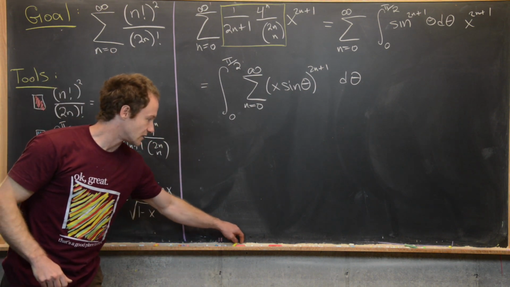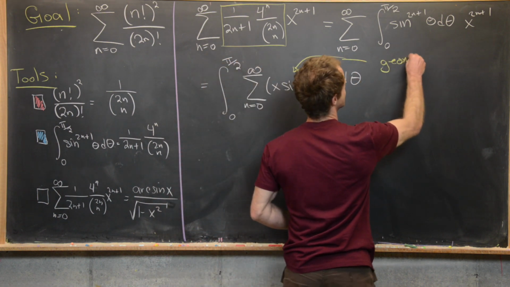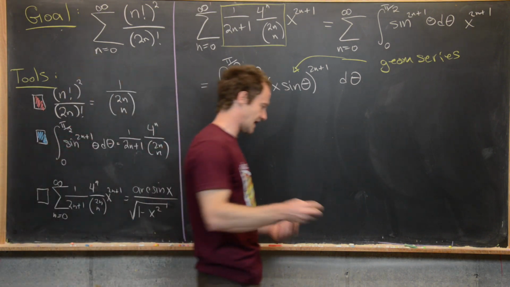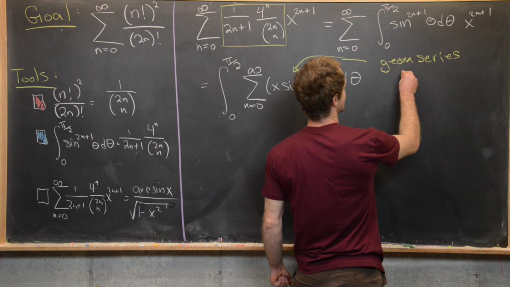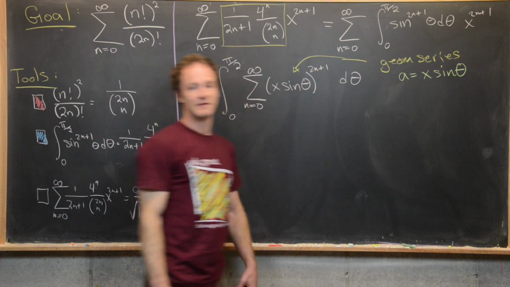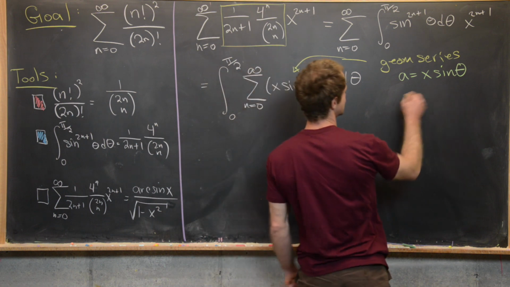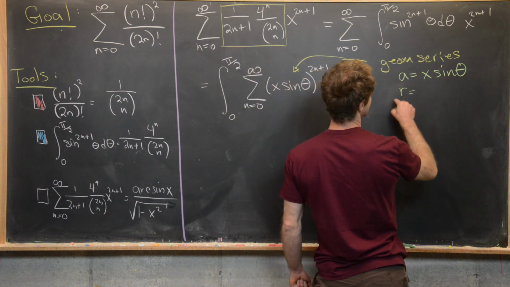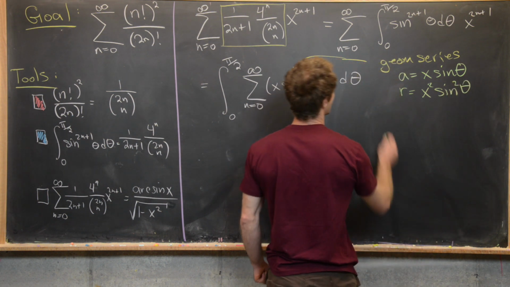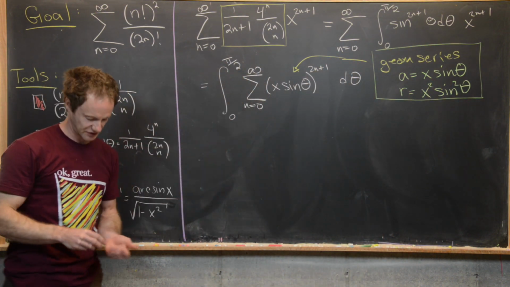Great. Now, like I just said, I want to recognize this as a geometric series where the starting term is equal to x times sine theta. And generally the notation for the starting term is a, so our starting term is x sine theta. And then the common ratio is going to be x squared times sine squared theta. So let's go ahead and notice that as well. The common ratio, which is generally called r, is x squared sine squared theta. So all in all, that's not too hard to see those two parts build up this geometric series here.